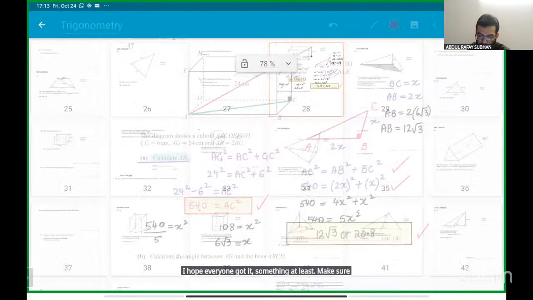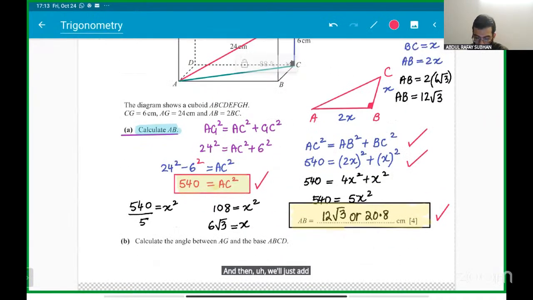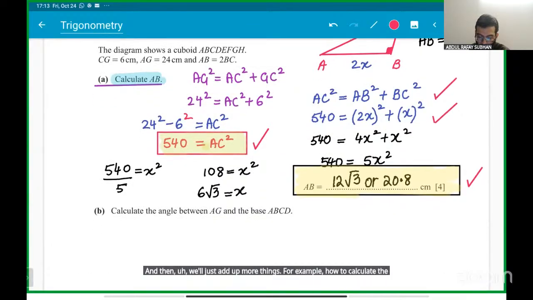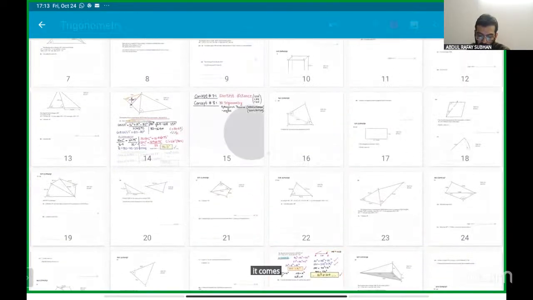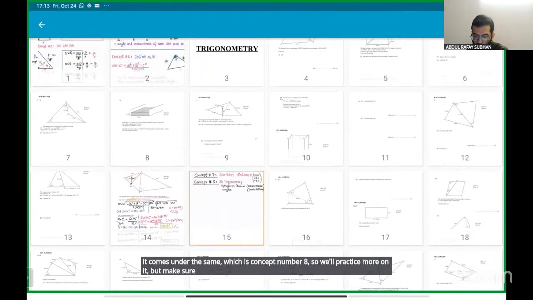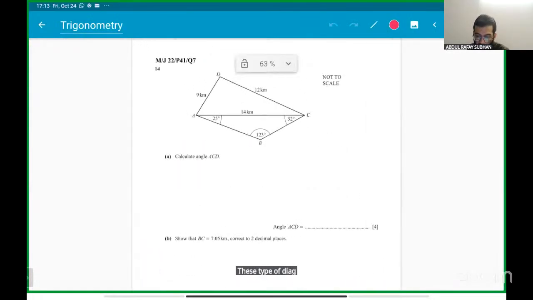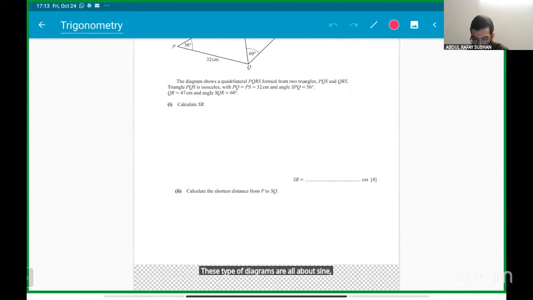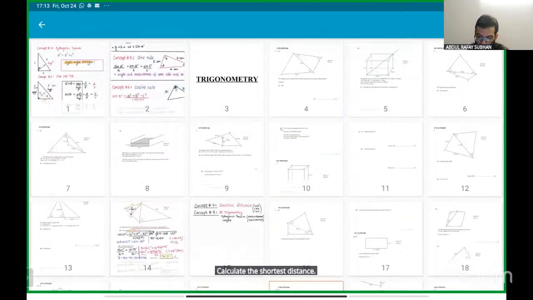Make sure you start practicing now, and then we'll add more things. For example, how to calculate the angle between AG and the base ABCD. That comes under the same concept, concept number 8. We will practice more on it, but 60% of the questions, I'll quickly show you. These type of diagrams are all about sine rule, cosine rule, area of the triangle, calculating the shortest distance. That is mostly what will come, so you can solve these.